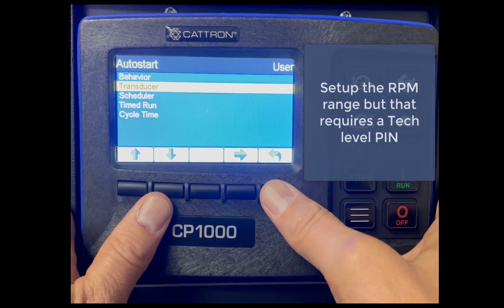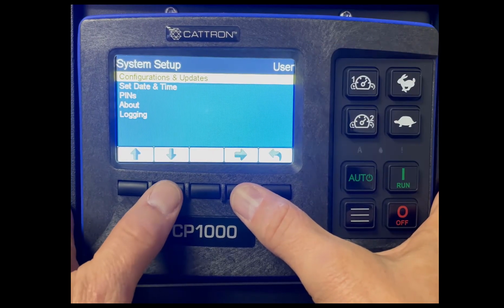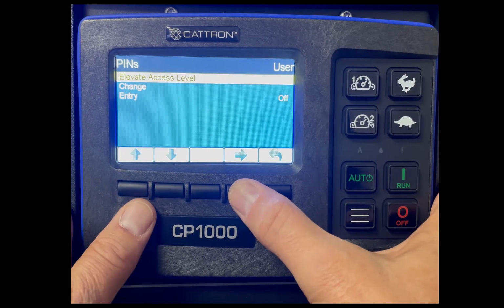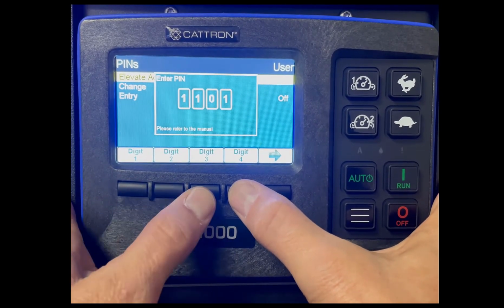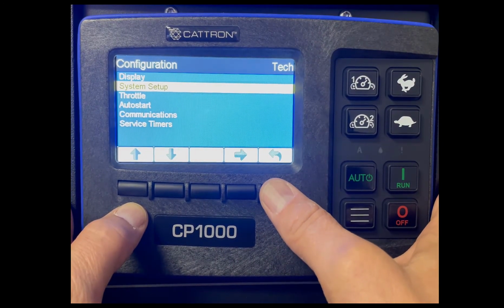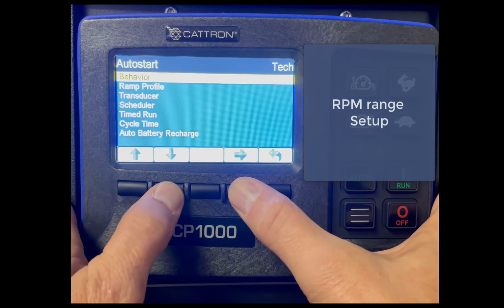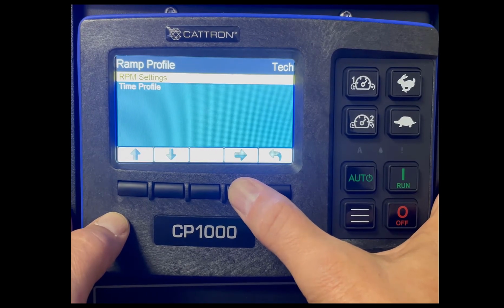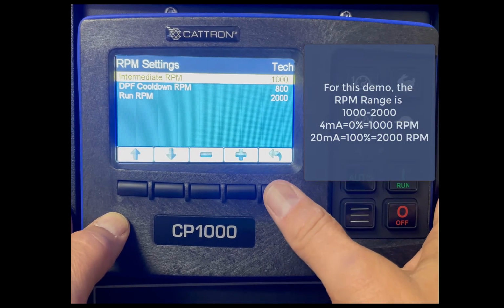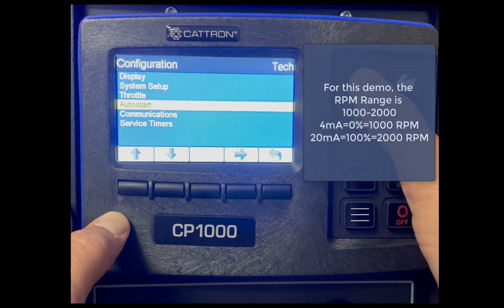Next, we set up the RPM range, but that requires a tech level pin. We are now tech level. We can now set up the RPM range. For this demo, the RPM range is 1000 to 2000. 4 milliamps equals 0% equals 1000 RPMs, 20 milliamps equals 100% or 2000 RPMs.